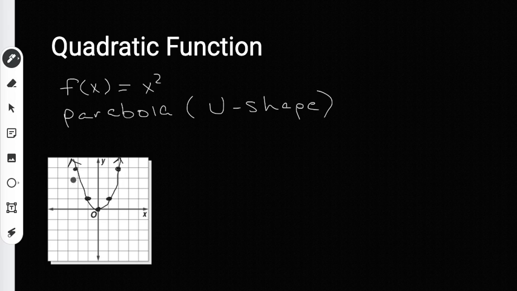So y equals x squared, or f of x equals x squared, is always going to be a U-shape.